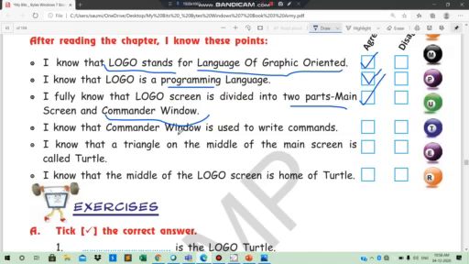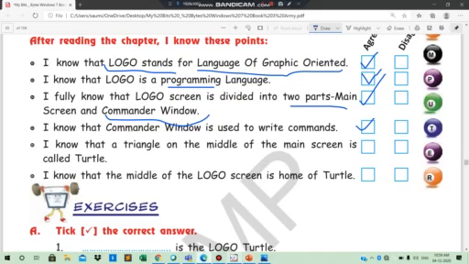I know that commander window is used to write command. Well, yes, commander window is used to write the command. I know that triangle on the middle of the main screen is called the turtle. ठीक है. Triangle at the middle of the screen is called the turtle. Well, this statement is also correct क्योंकि हमने देखा ना.